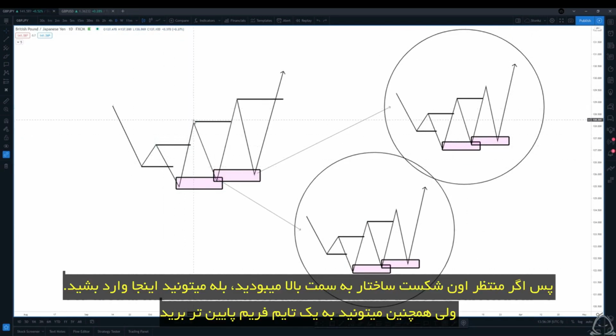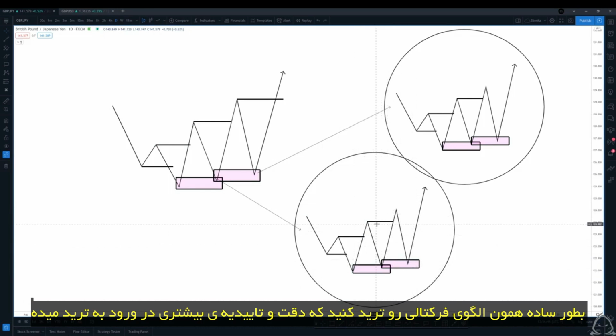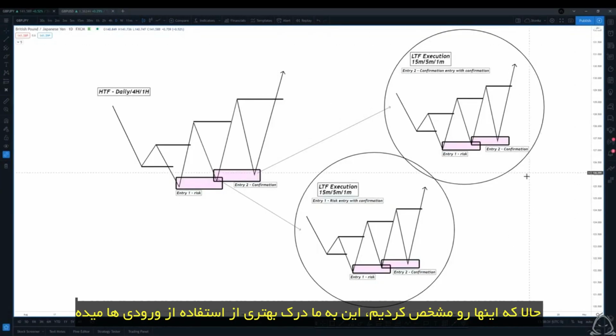So if you're waiting for that break of structure to the upside, yes, you can enter here, but you can also drop down to a lower time frame and basically trade the exact same fractal pattern that gives you a little bit more precision and a little bit more confirmation within the entry. So now that we have this marked up, this gives us a better understanding of how to approach entries.